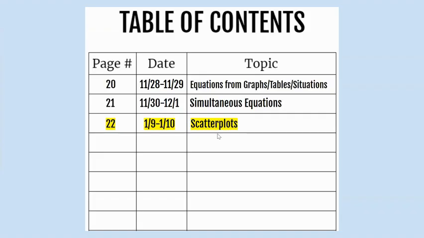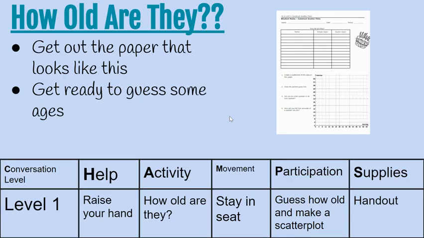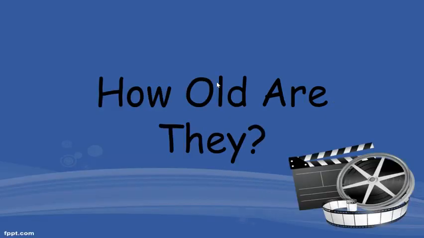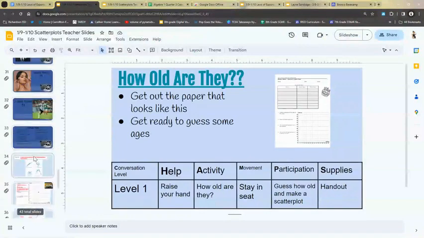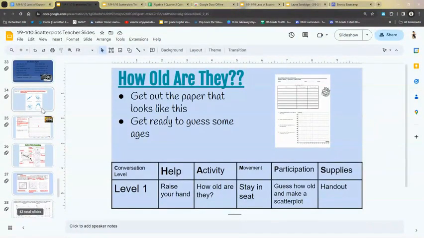All right, so if you guys get out your table of contents, we have page 22, 11, 9, 11, 10 scatter plots. That's what we're going to be working on. We're not going to do this because it only works when I'm there, and I really do like this activity, so we're just going to probably save it for when I get back. All right, so I'm going to skip all that, and then we're going to get started right with the notes.